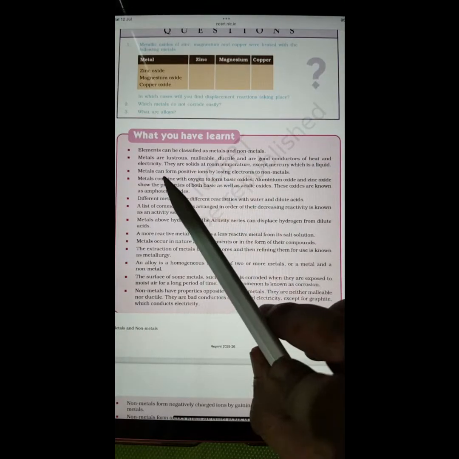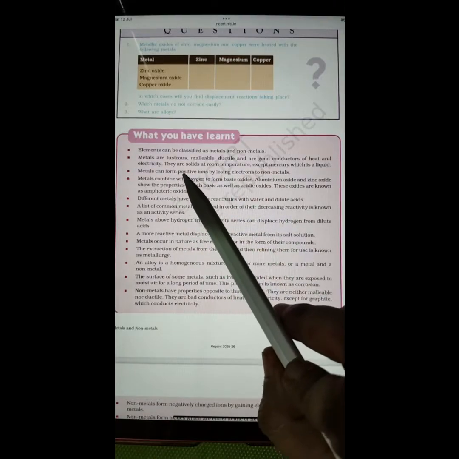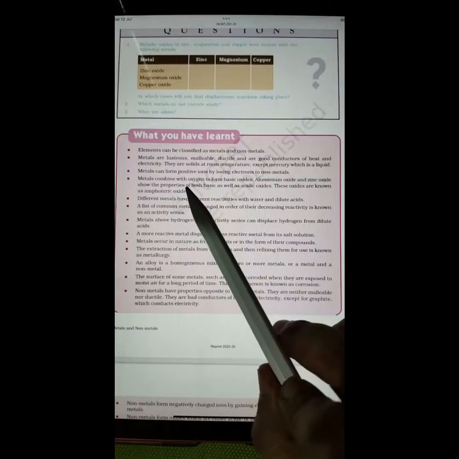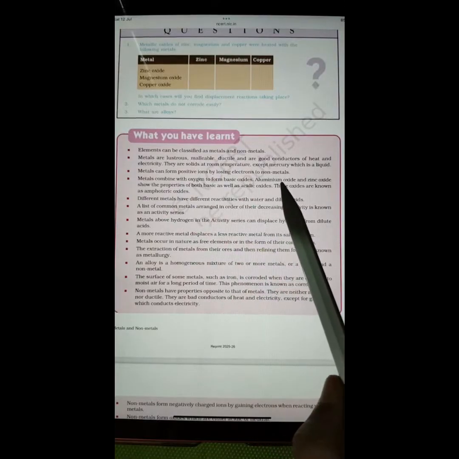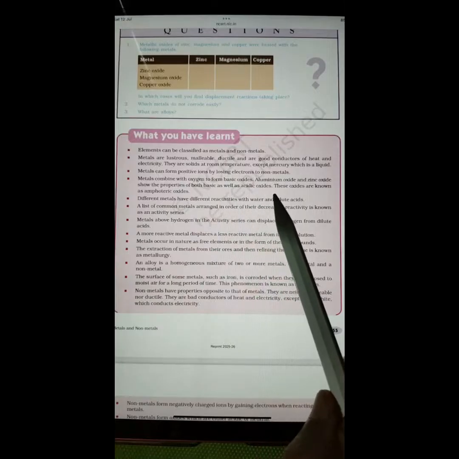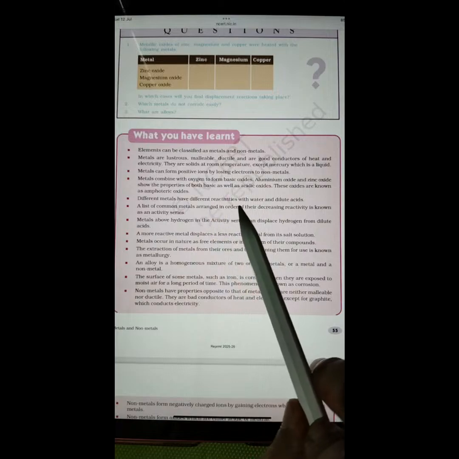Elements can be classified as metals and non-metals. Metals are lustrous, malleable, ductile, and are good conductors of heat and electricity. They are solids at room temperature except mercury, which is a liquid. Metals can form positive ions by losing electrons to nonmetals. Metals combine with oxygen to form basic oxides. Aluminium oxide and zinc oxide show the properties of both basic as well as acidic oxides. That is why they are amphoteric oxides.